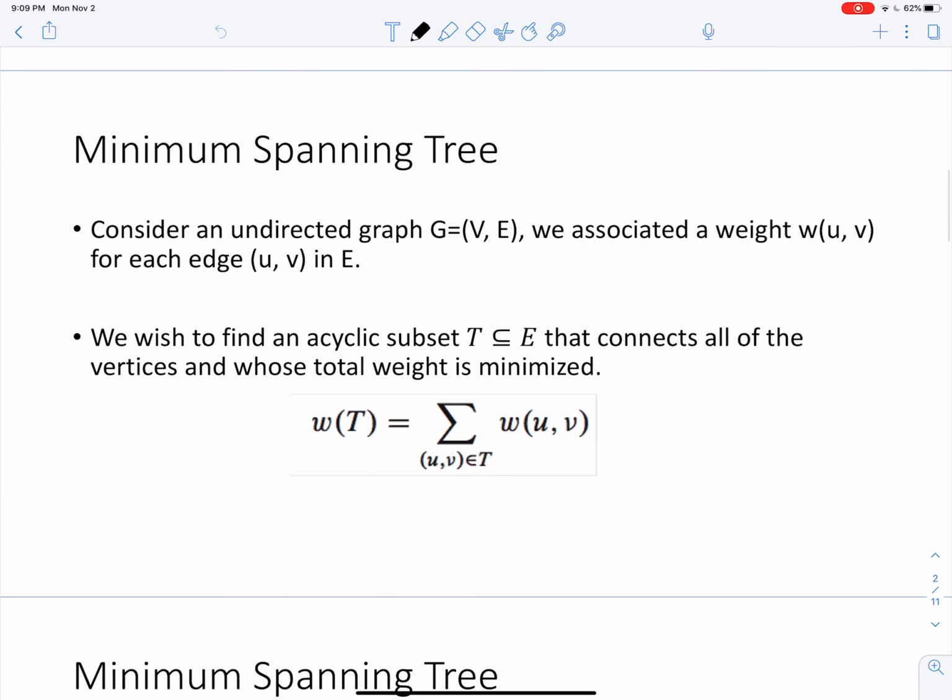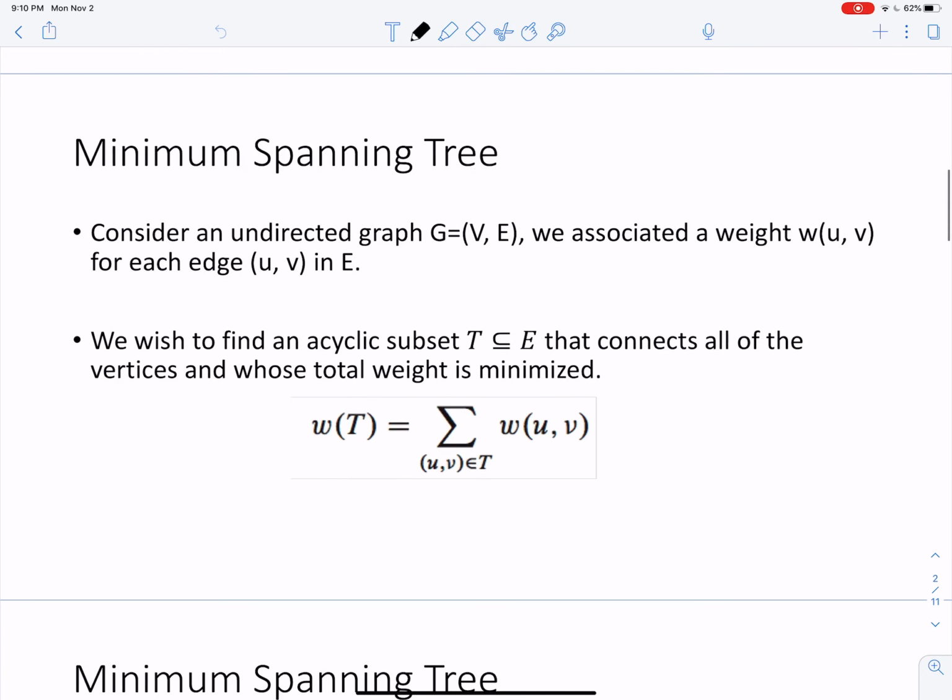Let's look at the definition of the minimum spanning tree problem. Consider an undirected graph with V as the set of nodes and E as the set of edges. Here, for the first time, we are going to consider a weighted graph, meaning that every edge of the graph is associated with a weight. You might ask where we are going to need this weight.